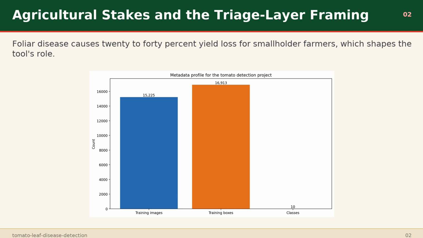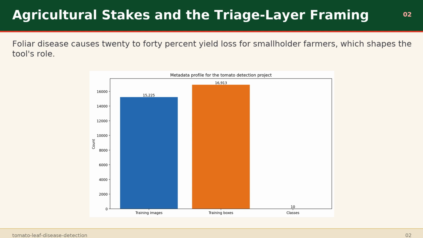A detector that localizes suspicious regions on leaf images tightens the search radius before a human reviewer ever touches a plant. I want to be explicit about the boundary. The detector flags candidates. An agronomist or experienced farmer confirms the diagnosis and decides the management response. The tool is a triage layer, not diagnosis.